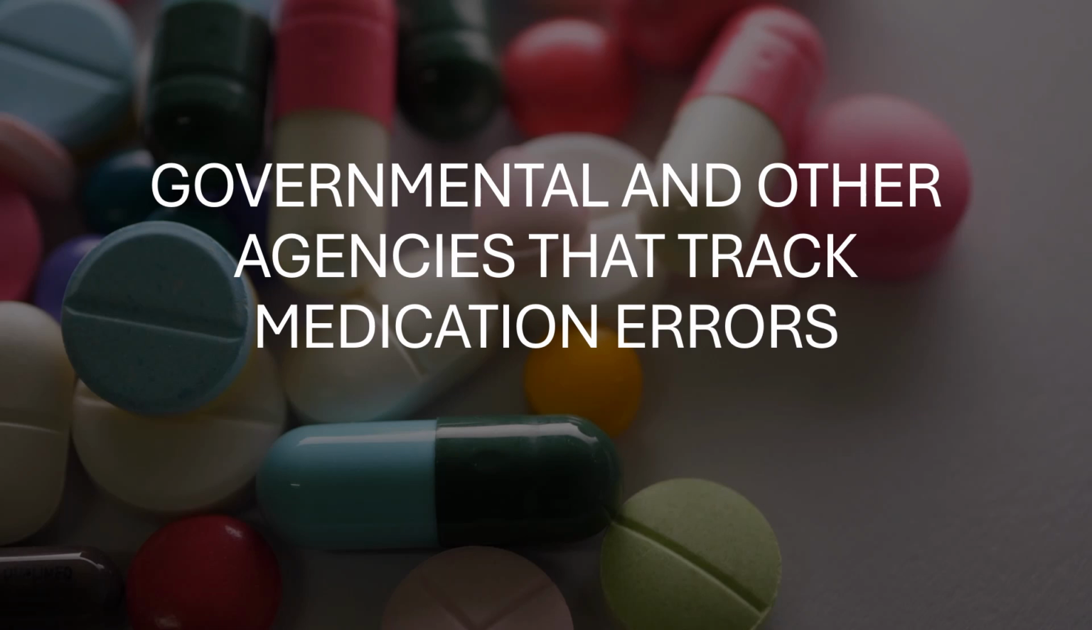Governmental and other agencies that track medication errors. Both government and private agencies track medication errors and provide updated reporting for consumers and healthcare providers. The FDA's Safety Information and Adverse Event Reporting Program is MedWatch. Its toll-free number is 1-800-332-1088 and its website is www.fda.gov/medwatch/how.htm.